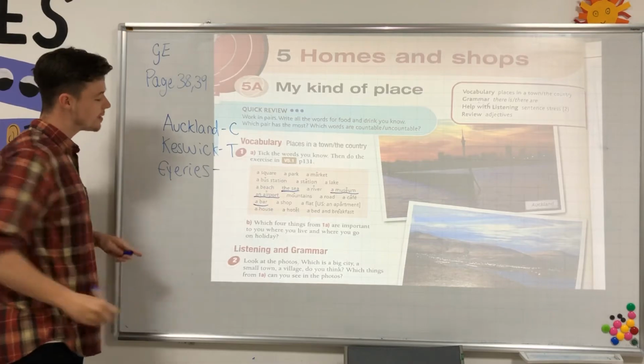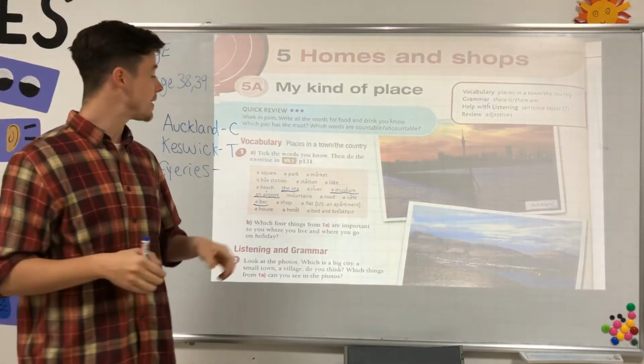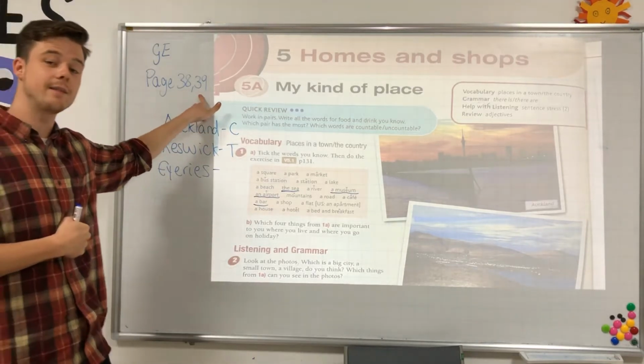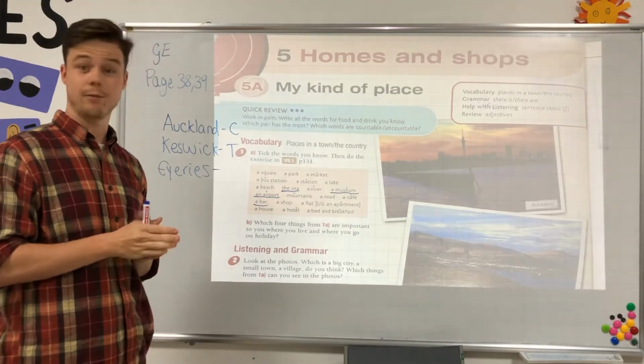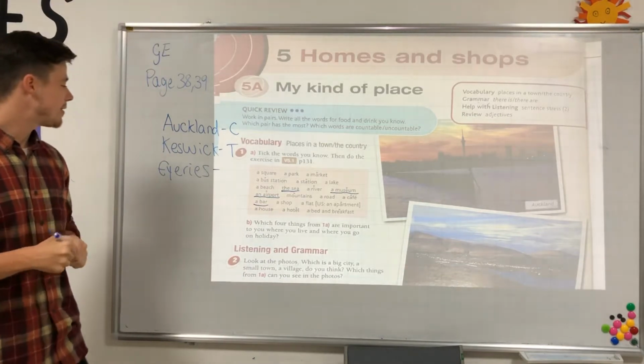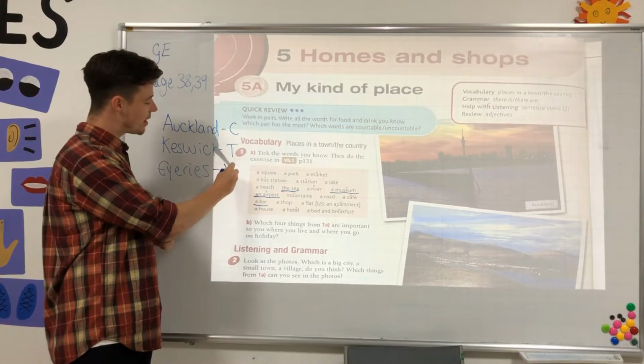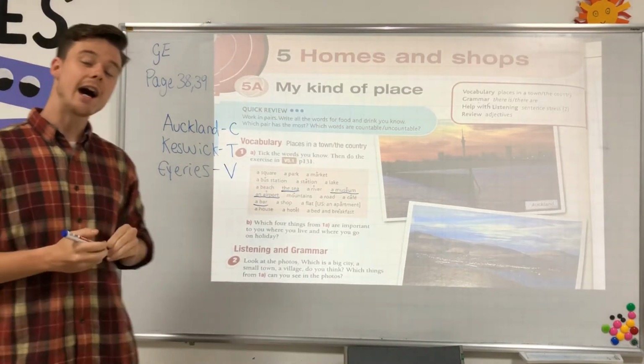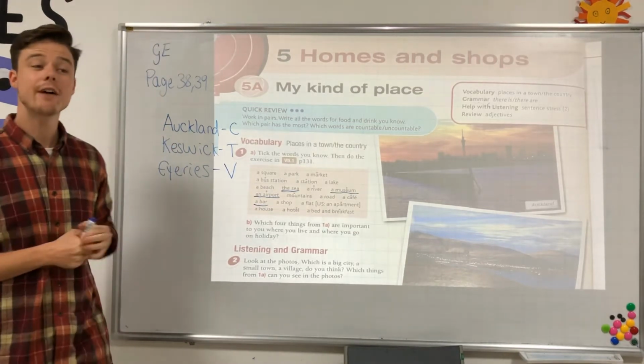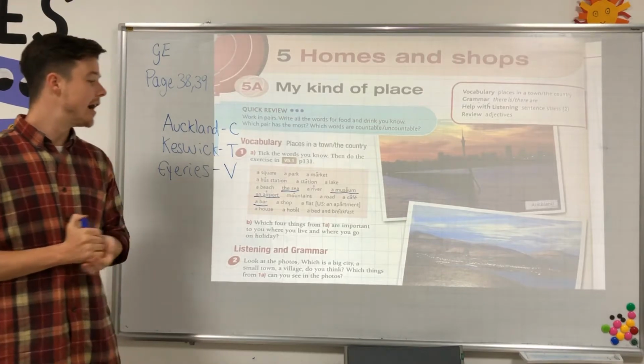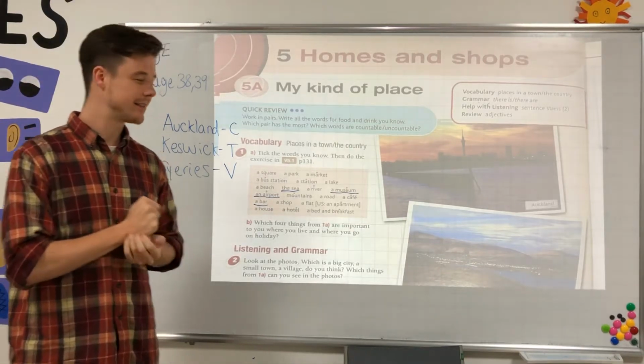And our last one, Iris, the picture is on page 39, so we can look at that one now. Iris is a very small village in Ireland, okay? It doesn't have that many people living there, but it's a very attractive place nonetheless.